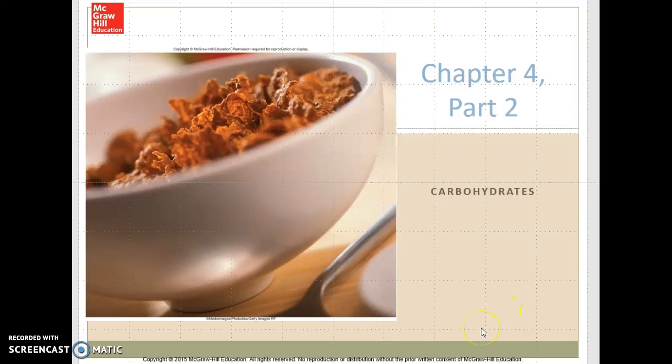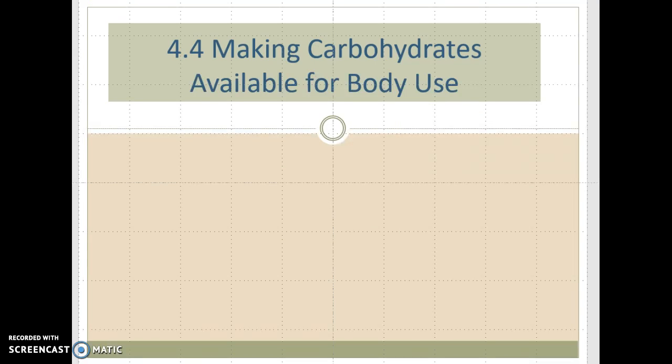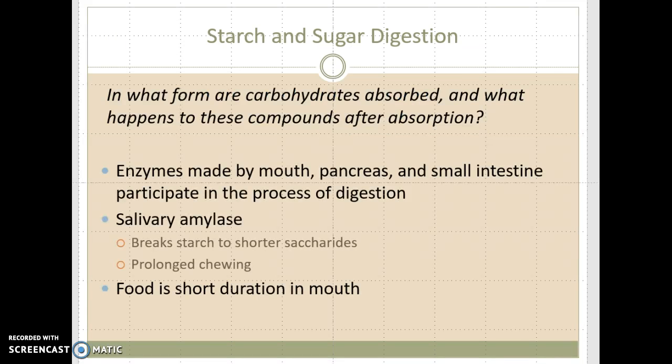All right, welcome back to Chapter 4, Part 2. This is a little less busy and less congested than the first part, and it has some review. So this chapter, we're finishing up this chapter. We're talking about, again, making carbohydrates available. So this is the whole digestion that we were just talking about in Part 1.